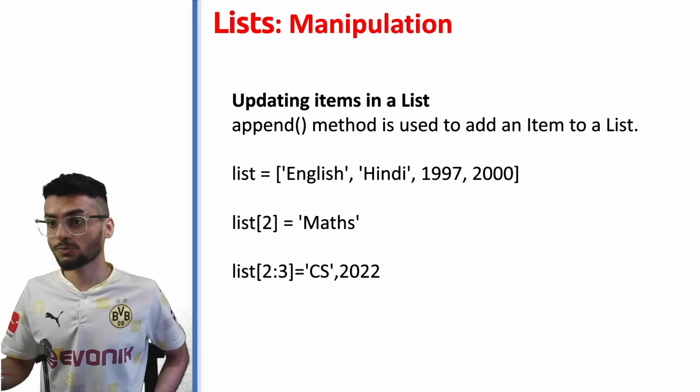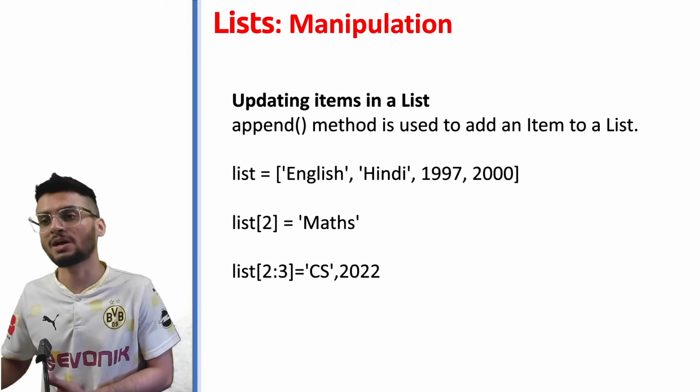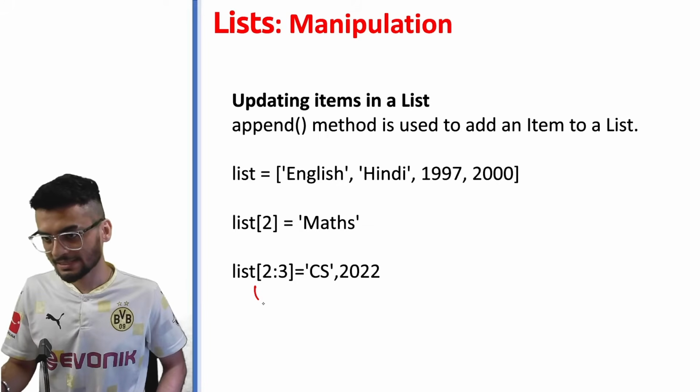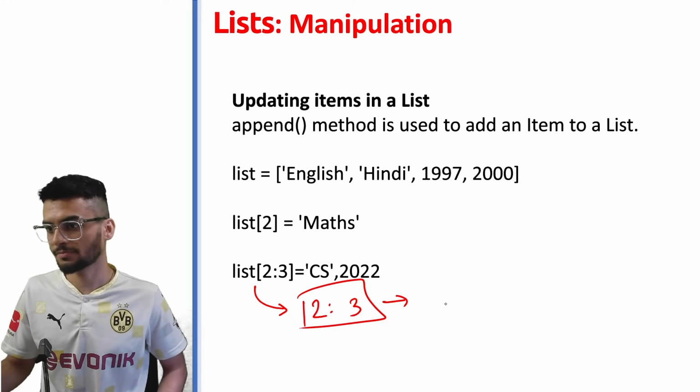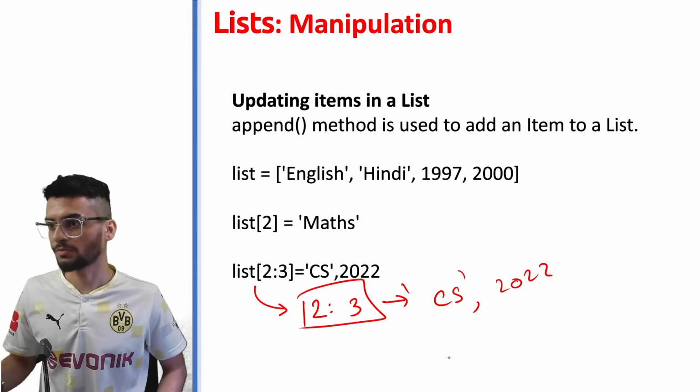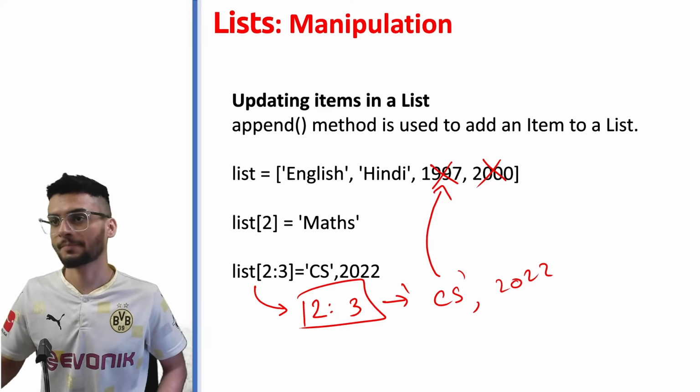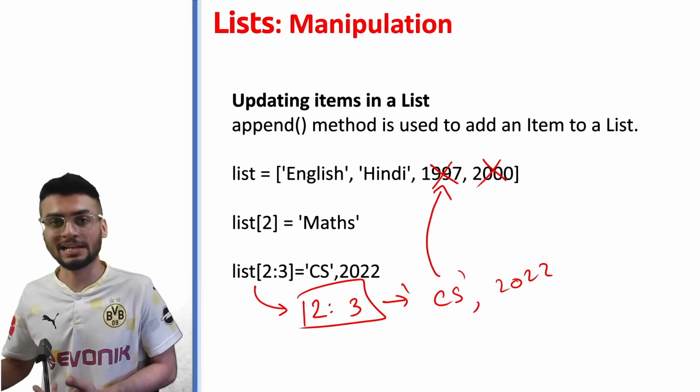There is another way to change multiple elements in one go. So this actually means कि list का element 2 से लेके 3 तक change होने वाला है. So it becomes CS and 2022. Basically, these two will go away and this will be joined here. So this is how you can update elements in a list.